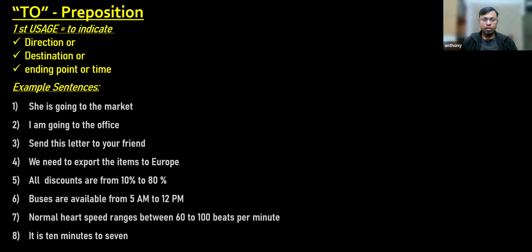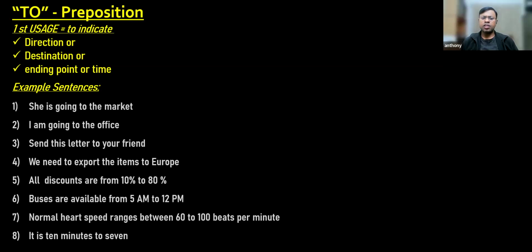So now third one: Send this letter to your friend. That's the sending destination. There are two ways here. So where is the letter going to? Final destination is what here? The letter is going to the friend. Okay, now fourth one: We need to export the items to Europe. So Europe is the destination. Where are the items supposed to go? To Europe. You're supposed to send the items to Europe.